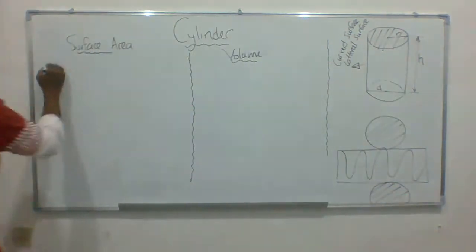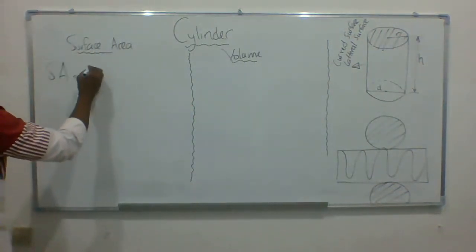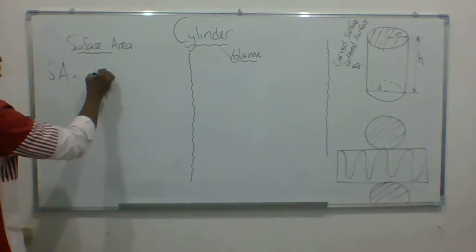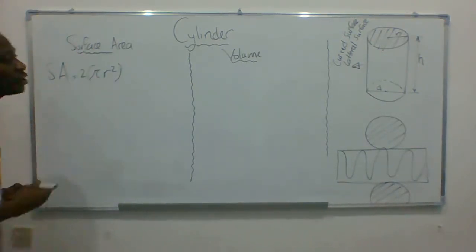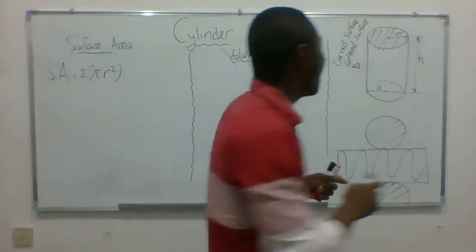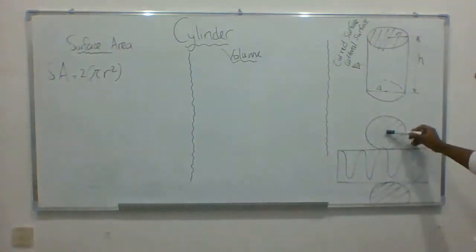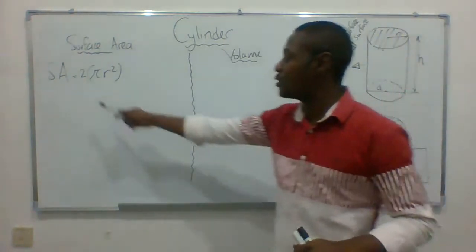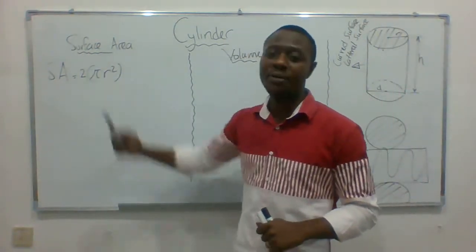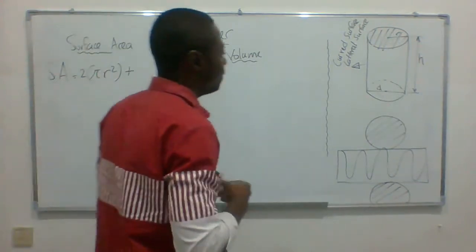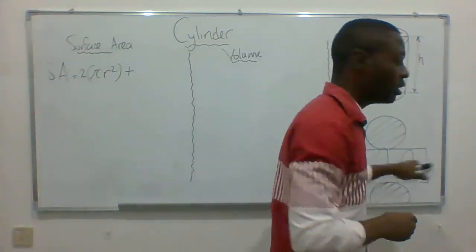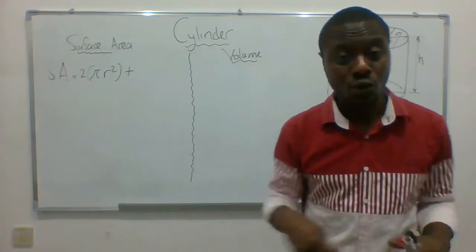So surface area is equal to the area of the circle, which is pi times r squared, and I'll multiply this by 2 because I have two circles. I have one circle at the top and one at the bottom. That's the reason why I put 2, and this is the area of a circle. Now plus the area of the shape in the middle, the lateral surface.